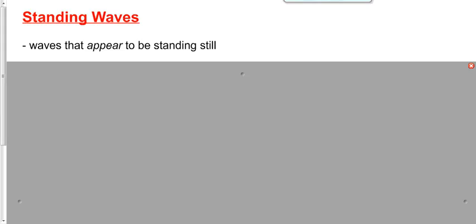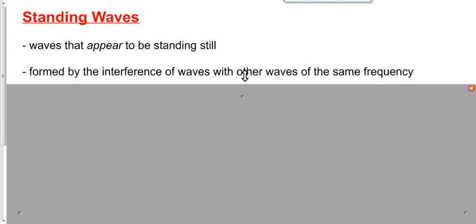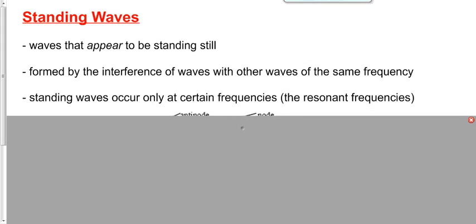They appeared to be standing still, however, only if they were at a very particular frequency. If I was sending waves down at one frequency and they were coming back at the same frequency, I may or may not get a standing wave produced. But if I chose a particular frequency at which I sent them down and they were coming back at, then I would get this standing wave produced. The frequency at which it occurs is what we call the resonant frequency.